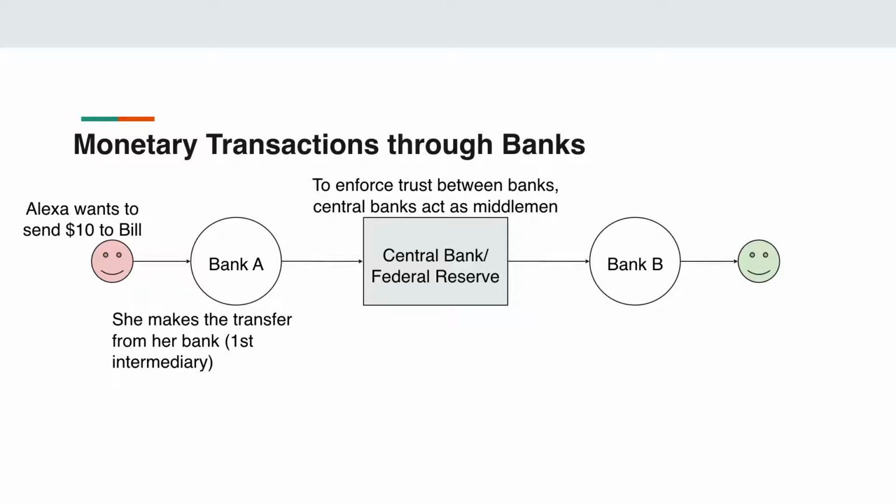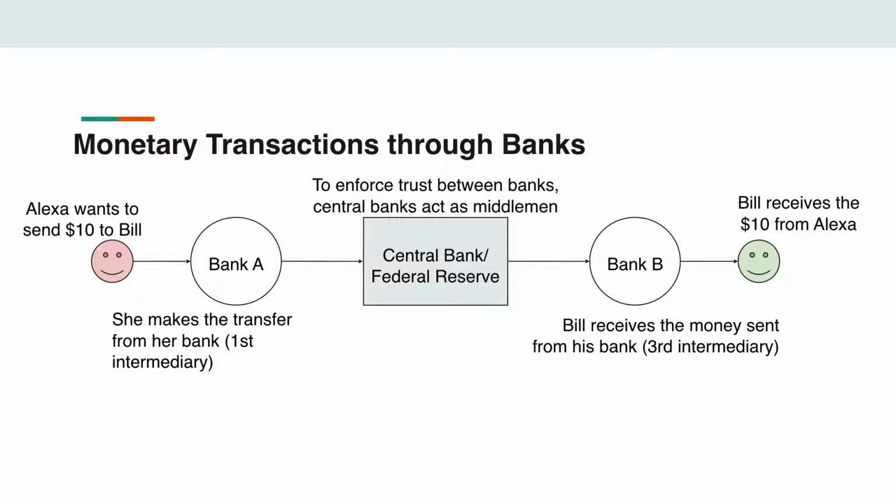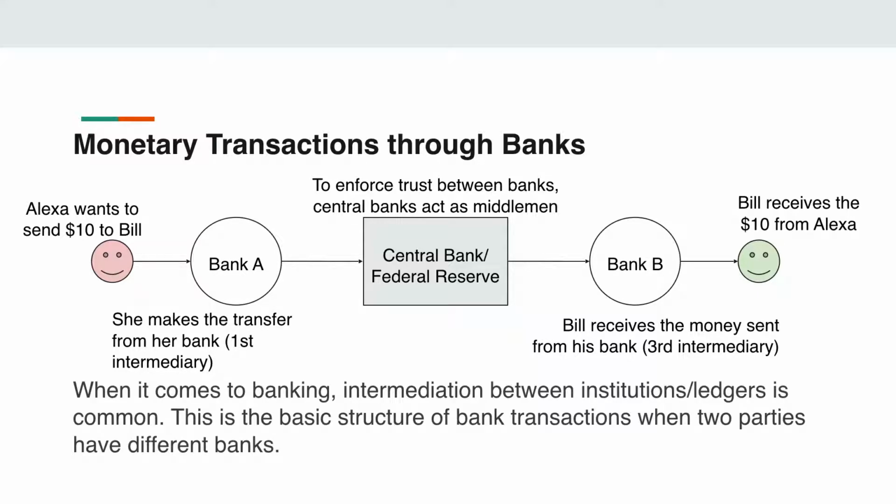The money then gets to the second bank, Bill's bank. Bill can then go get his money from his own bank. This is just the basic structure of bank transactions when two parties have different banks. Intermediation between institutions is very common. The $10 passes by 3 intermediaries before getting to Bill.